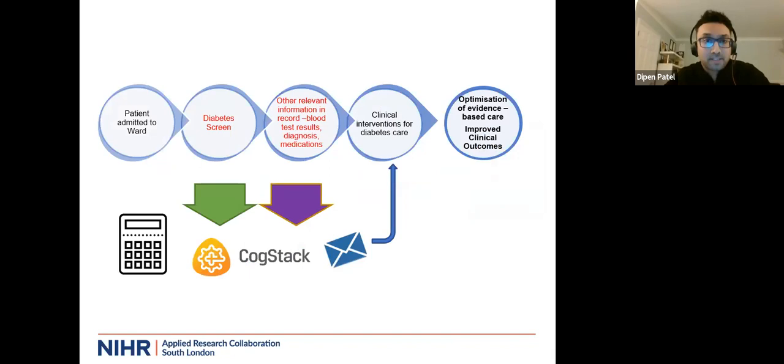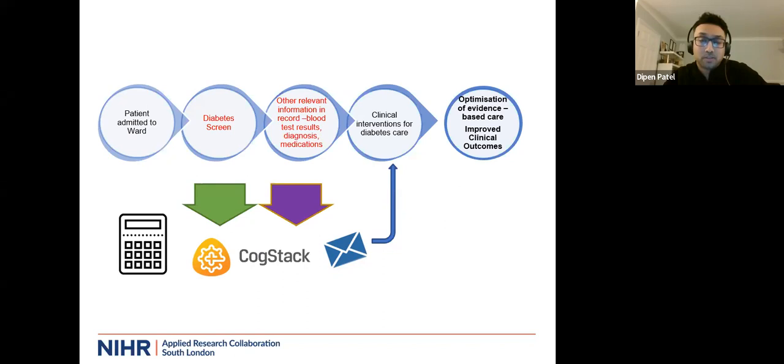So essentially the process at the top here, in simple terms, is what should be happening and what does happen. Patients admitted to the ward, a diabetes screen is done, other relevant information is looked at, and this is where Cogstack really kicks in. If there is a missing diabetes screen, for example, an alert can then be generated and sent out to the clinicians looking after that specific patient, and hopefully that can then serve to optimize screening rates. And in addition, once a result is available, again, in line with the evidence-based guidelines, optimal evidence-based care can be suggested to the care clinicians. Decision-making is not overridden. Discretion still lies with the clinician, but the idea is to support clinicians in adhering to the guidelines as best as possible. Next slide.